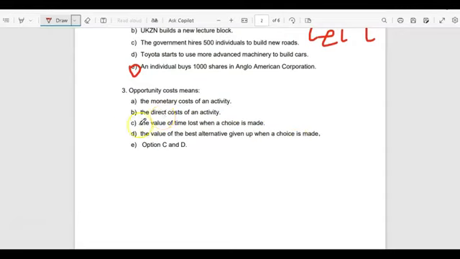But what I'll do, I wouldn't put these questions in because it confuses, but I will only say it's D. If you think about it, the value of time lost when a choice is made, that's fine. But what about your time, your resources, the planning? There's so much more, but you only got time there. So that's why I'll say it's only D, because D summarizes every single thing.